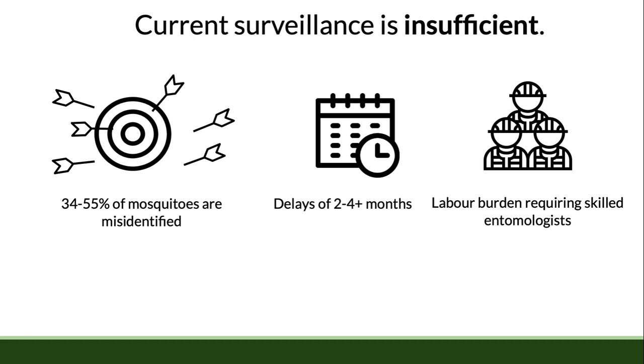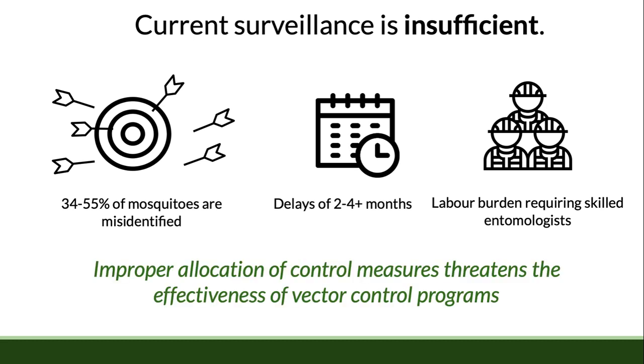This surveillance is insufficient. Up to 55% of mosquitoes are misidentified, and there are delays of 2 to 4 months due to how long it takes to speciate mosquitoes. There's also a large labor burden on the programs that requires skilled entomologists. All this means that decision makers who deploy interventions have unreliable data that is outdated.